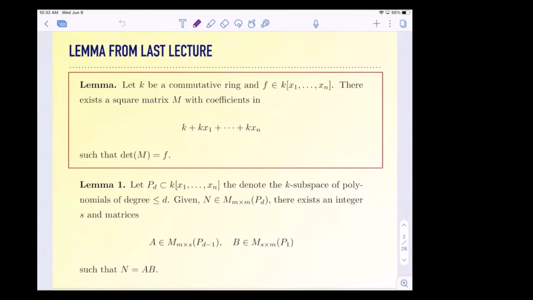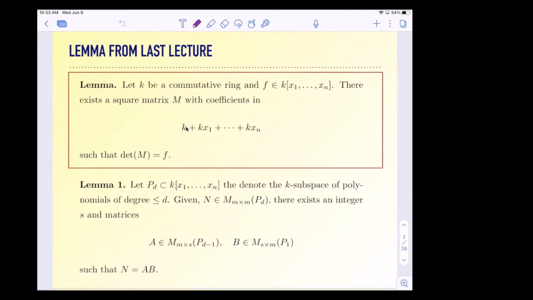So let's say you have a commutative ring, K, and you have a polynomial over that ring in n variables. Then there exists a square matrix with coefficients that are linear forms in these variables. So you take the K span of the variables x1 through xn plus K itself. And I use the fact that there's a matrix with coefficients in here whose determinant is your original polynomial that you start with. So this is surprisingly tricky to prove.